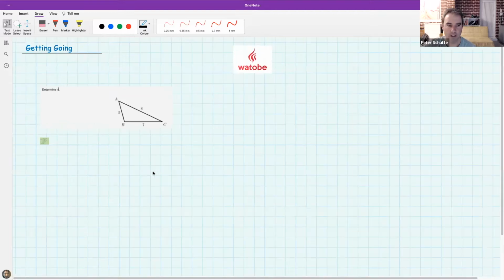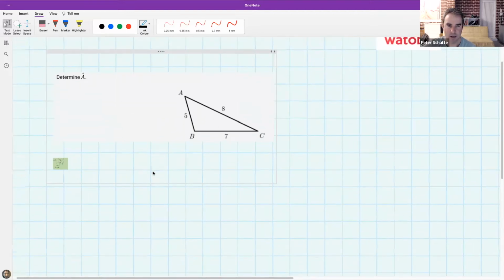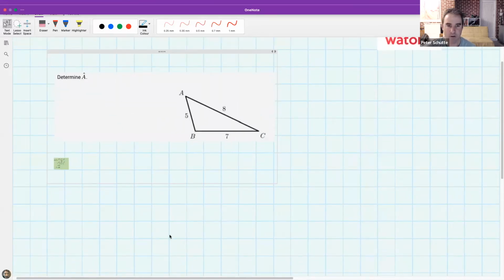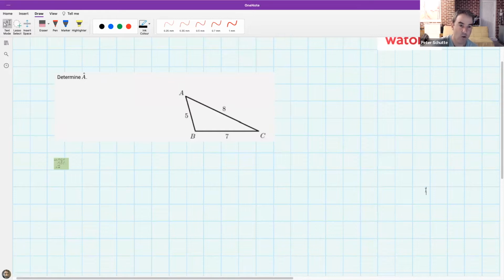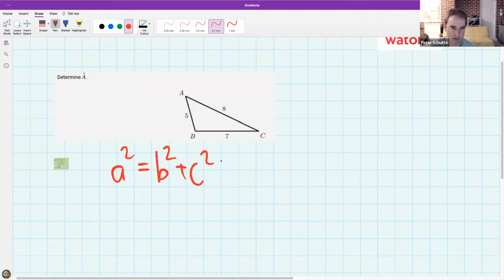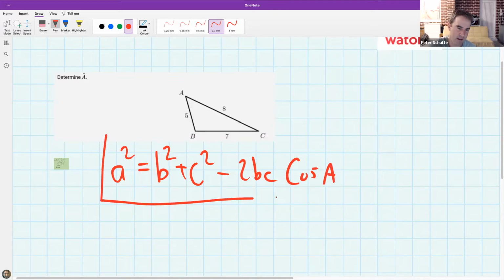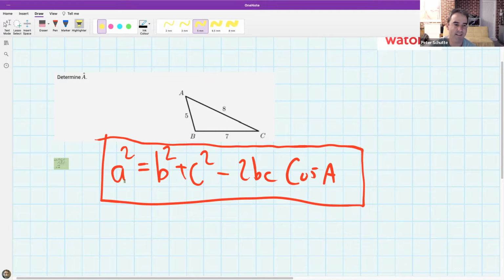Okay, so what are we doing today? In the previous lesson, we were dealing with the cos rule. Basically the cos rule looked something like this: a squared equals b squared plus c squared minus 2bc cos A. And that is a statement of the cos rule where the side is written by itself.